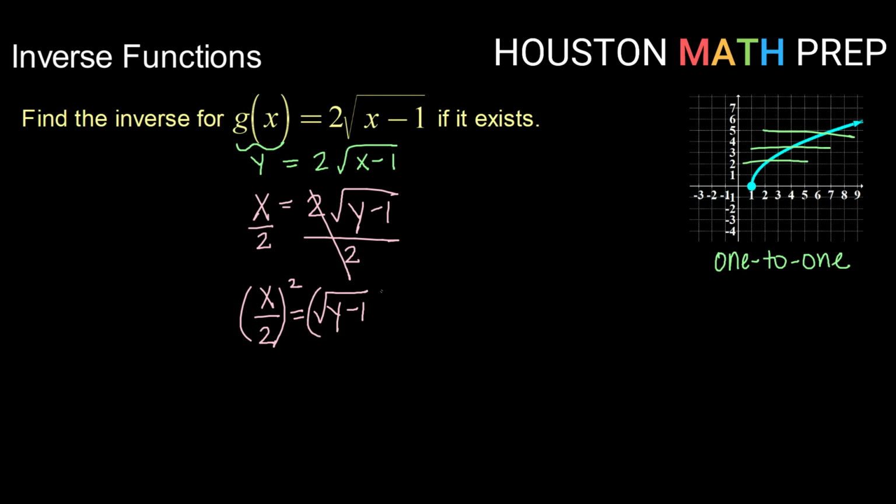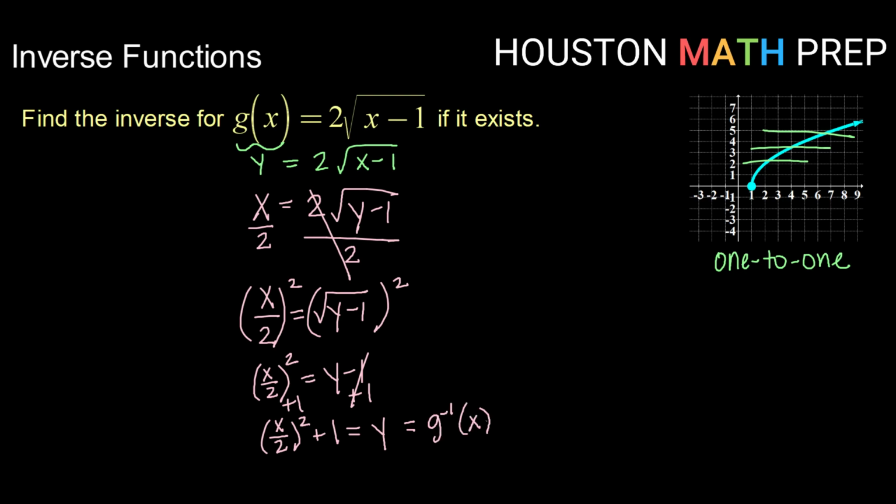Now I'm going to square both sides to get rid of my square root. So I'll have x over 2 squared equals y minus 1. And lastly, I'll go ahead and add 1 to both sides. So x over 2 squared plus 1 is equal to y. Or using another bit of notation, since the original equation was g of x, we can use the notation g inverse of x to describe this.